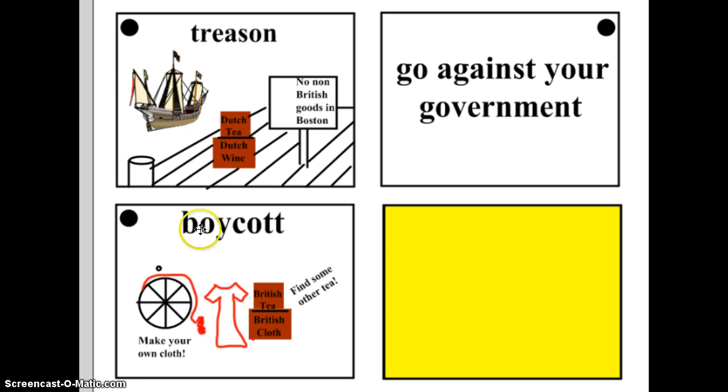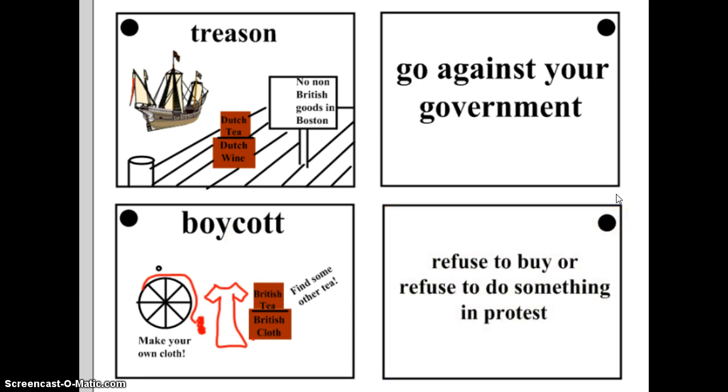The next word is boycott. Boycott means refuse to buy or refuse to do something in protest. Where this comes into play for the revolution is that the colonists, in order to make Parliament understand their unhappiness with these new taxes, boycott buying British tea, British cloth, and other things, and decide to make their own cloth or find tea from somewhere else. This causes merchants in England to lose money because they don't have anyone to sell it to, and this causes even more problems for the English economy. So the first 2 words are treason and boycott.